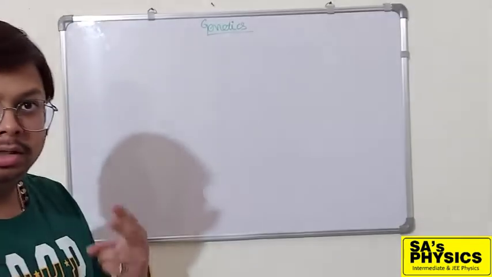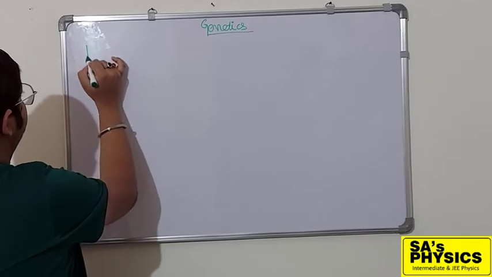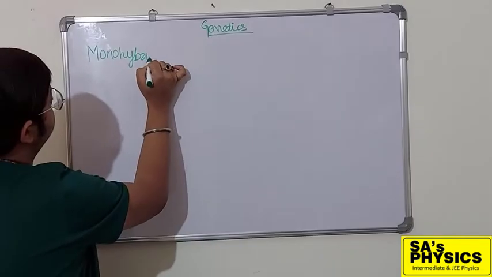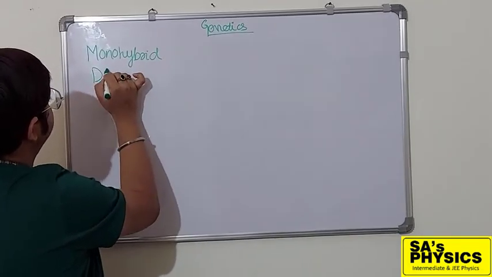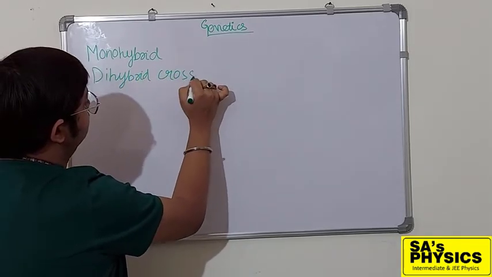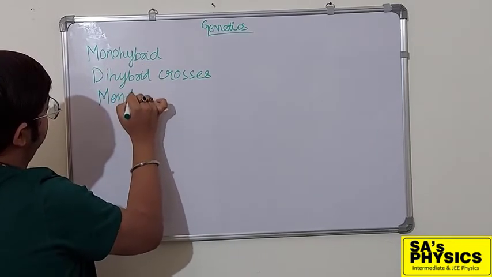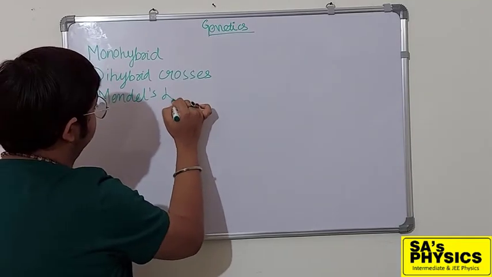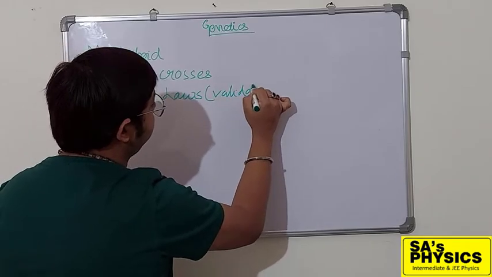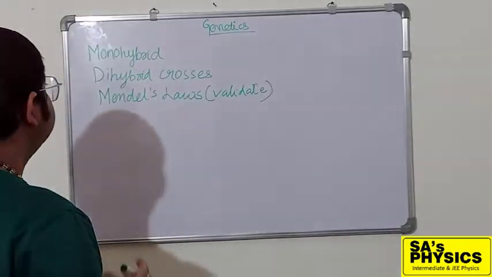And we'll cover two specific topics today. That is, we'll cover the monohybrid and dihybrid crosses and Mendel's laws and how it's verified. We will validate it. And we'll also solve 2-3 questions that have been asked already in certain exams.